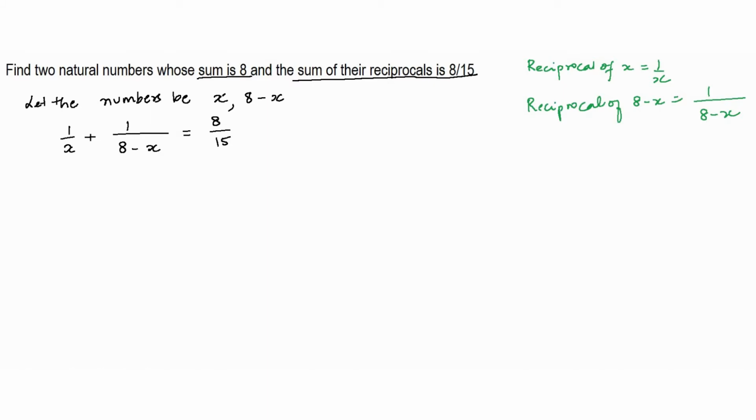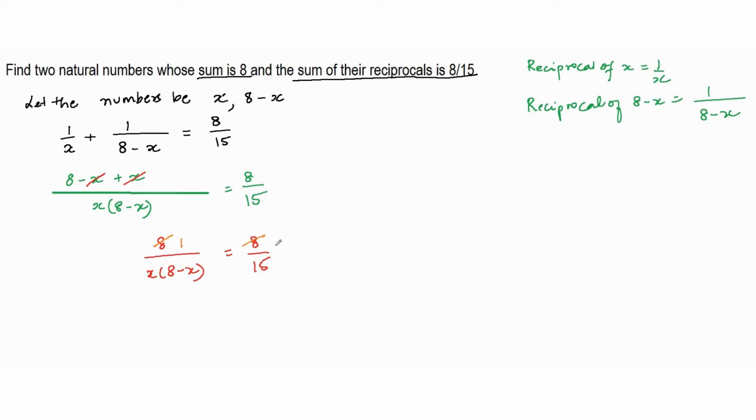Now it's time to take the LCM and simplify further. If I take the LCM of x and 8 minus x, I get x into 8 minus x. The numerator would be 8 minus x plus x, upon x into 8 minus x, is equal to 8 upon 15. In the numerator, minus x and plus x cancel, so I get 8 upon x into 8 minus x is equal to 8 upon 15. Again, 8 can cancel from both the numerators, and therefore the equation is 1 upon x into 8 minus x is equal to 1 upon 15.